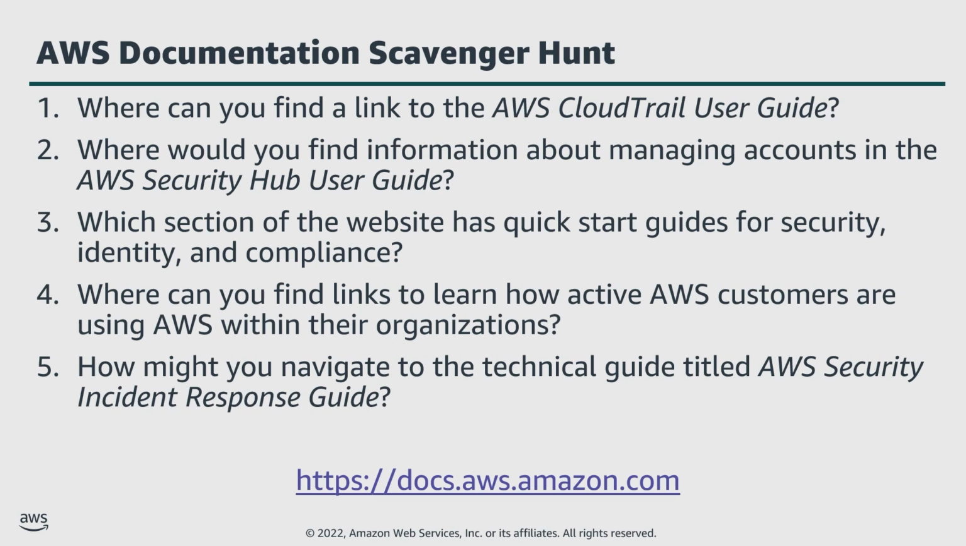Finally, how might you navigate to the technical guide titled AWS Security Incident Response Guide? There are multiple ways to find this guide. One option is to go to the General Resources section on the main documentation page and choose the AWS White Papers link. On the AWS White Papers and Guides page, in the filters, under Content Types, select Technical Guide. Under Technology Categories, select Security, Identity, and Compliance. The AWS Security Incident Response Guide is one of the listed resources.